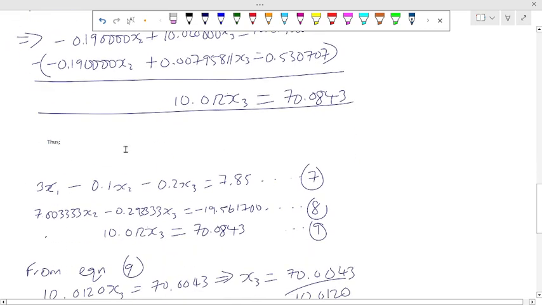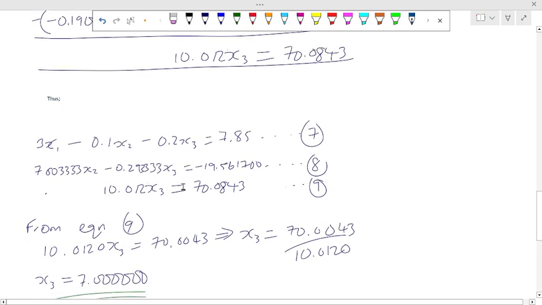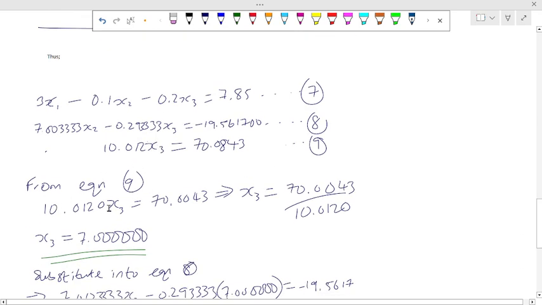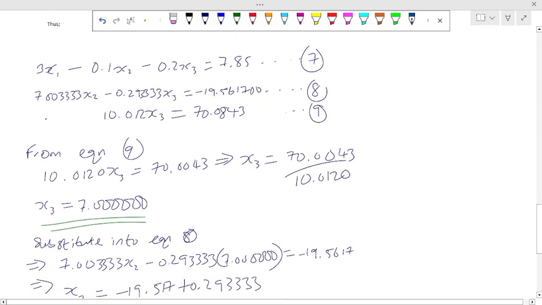So equation 7 is exactly the same as equation 1 and 4. Equation 8 is exactly the same as equation 5. Equation 9 is this you have here. So now we can see that in equation 9 we have only one unknown, which is x3. Making x3 the subject of the formula, you have this as x3. Now you substitute back. This is the backward substitution now. Equation 8 has two unknowns, but thank God we now have the unknown x3.